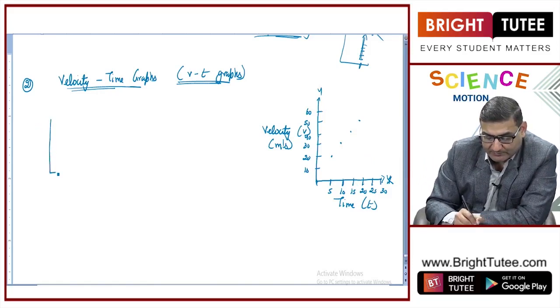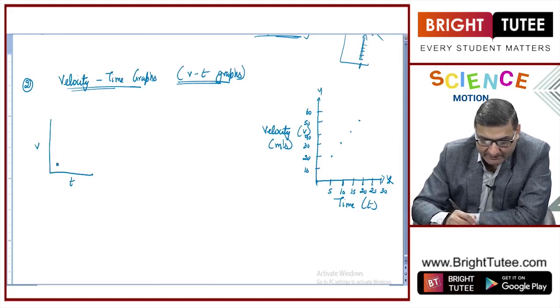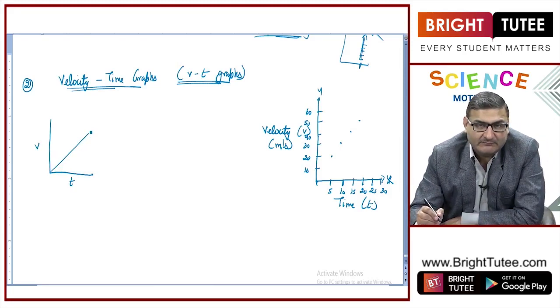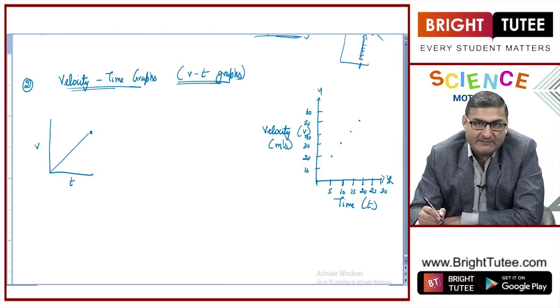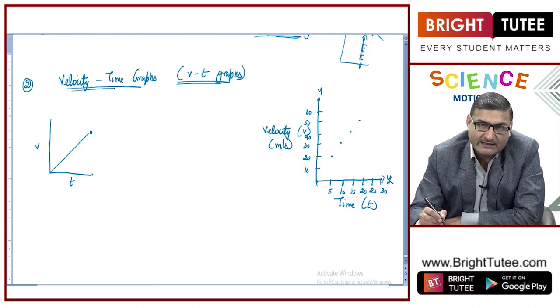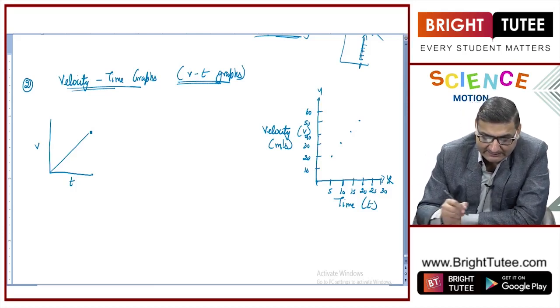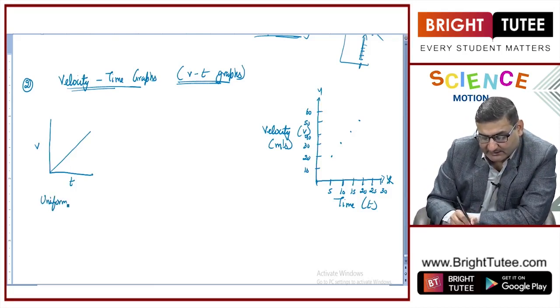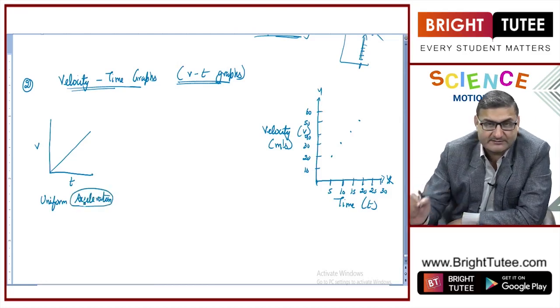Let us see what options we will be having. I am making this VT graph. Now, if on a VT graph, after putting the data and joining the points, we get a straight line, then this straight line shows that the body is undergoing uniform acceleration. Now, this is important, students.